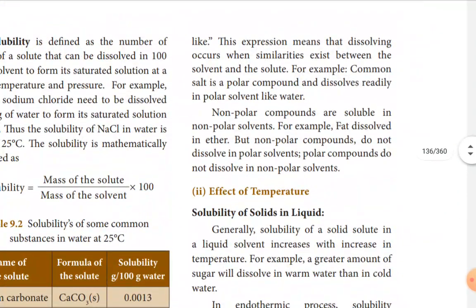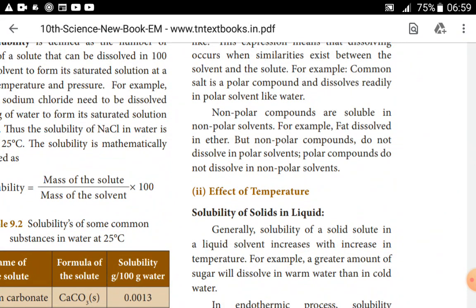For example, fat and protein cannot be dissolved in water. Nonpolar compounds are soluble in nonpolar solvents. For example, fat, sulfur. Fat dissolves only in ether. Ether, benzene, toluene, acetone, these are the non-polar solvents.